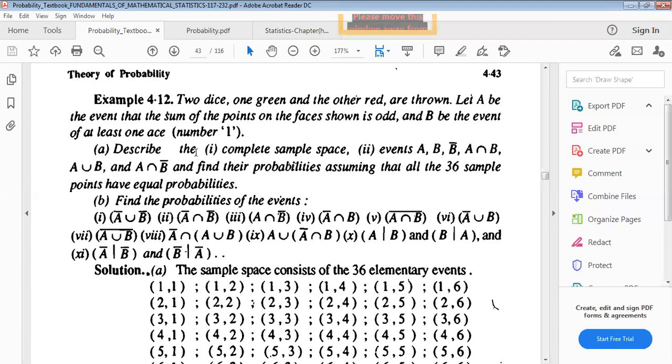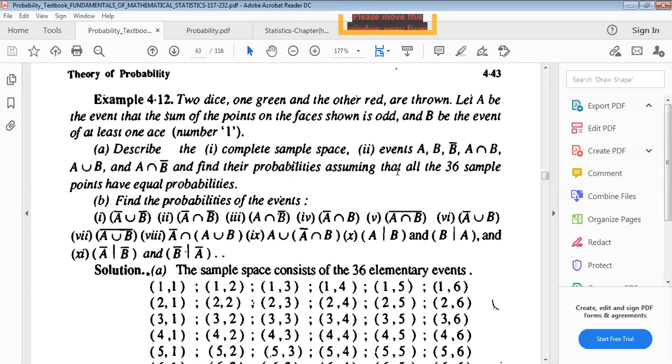Now describe the number 1 question: complete the sample space. We have to find out the complete sample space. Number 2, we have to find out in 2 events A, B and B complement. That means B will not happen. A intersection B means A and B will happen conjointly. A union B means A will happen and/or B will happen.